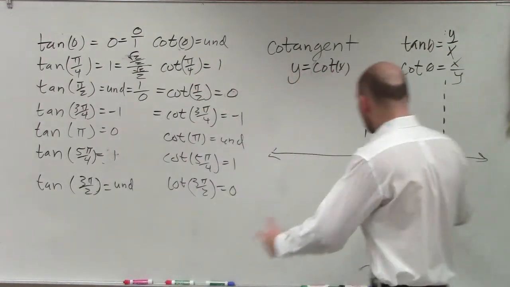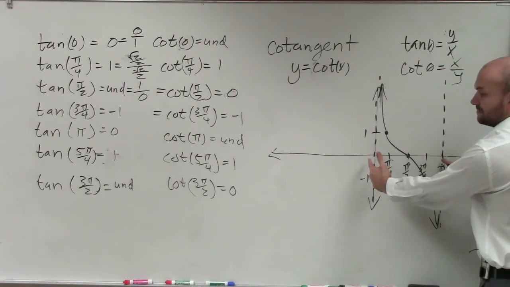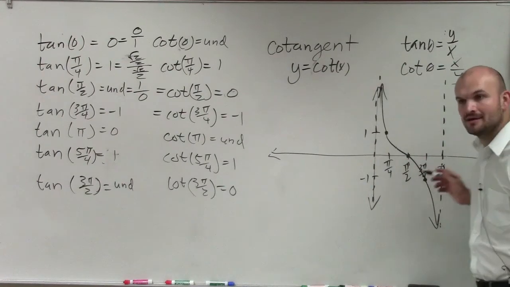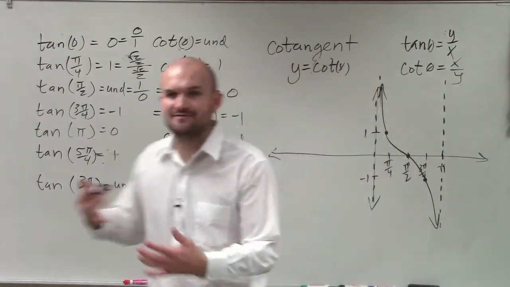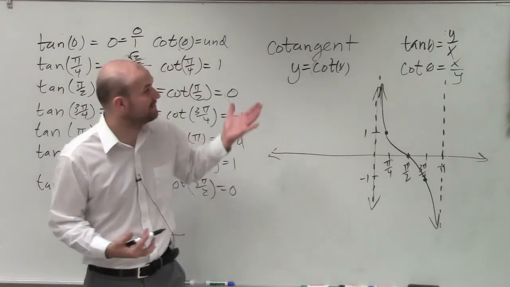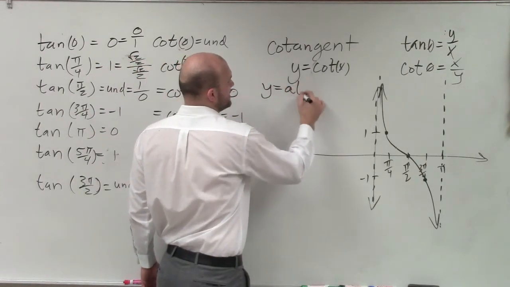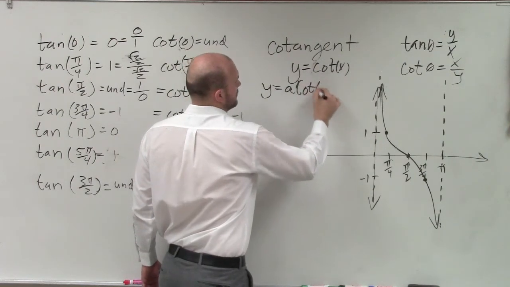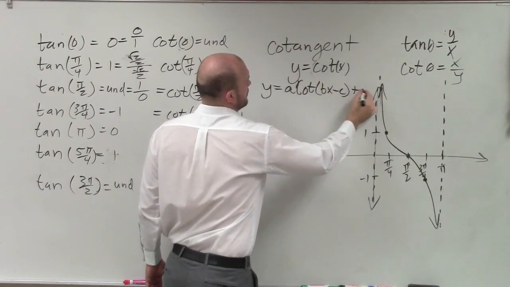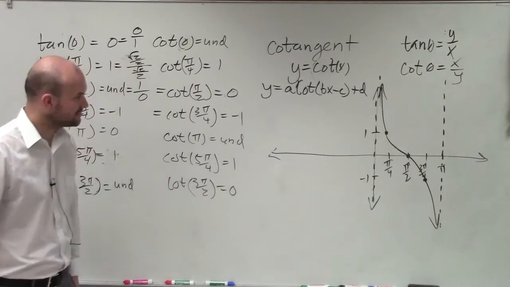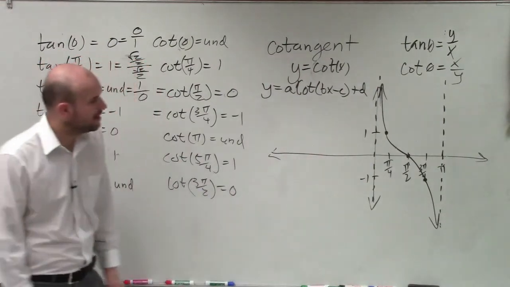Notice the period. How long does it take for this graph to repeat itself? Right? The distance is only pi. Remember when we were trying to find the period, it was pi divided by b? So that will change if you have a b. But we don't have a b in this case, because remember the b comes from right there. So we don't have a b in this case.